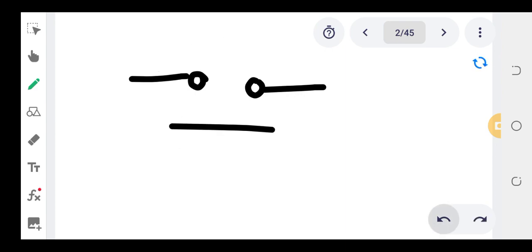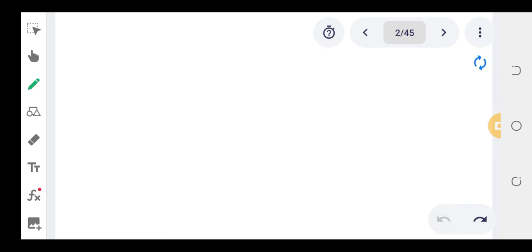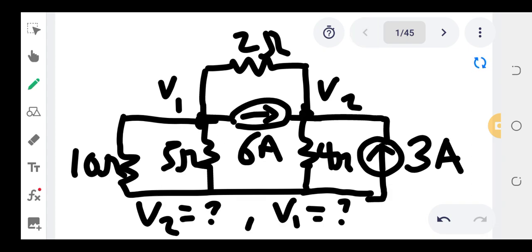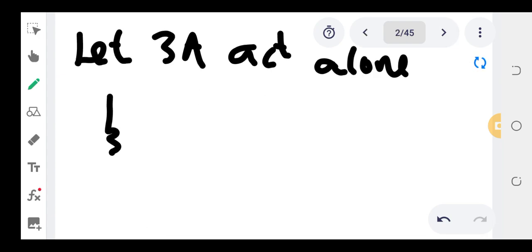So I'm going to let the 3 amp source act alone. That's what the superposition theorem demands: we switch off one while the other one is in operation. So let us switch off the 6 amp. Switching that off, we get this diagram.